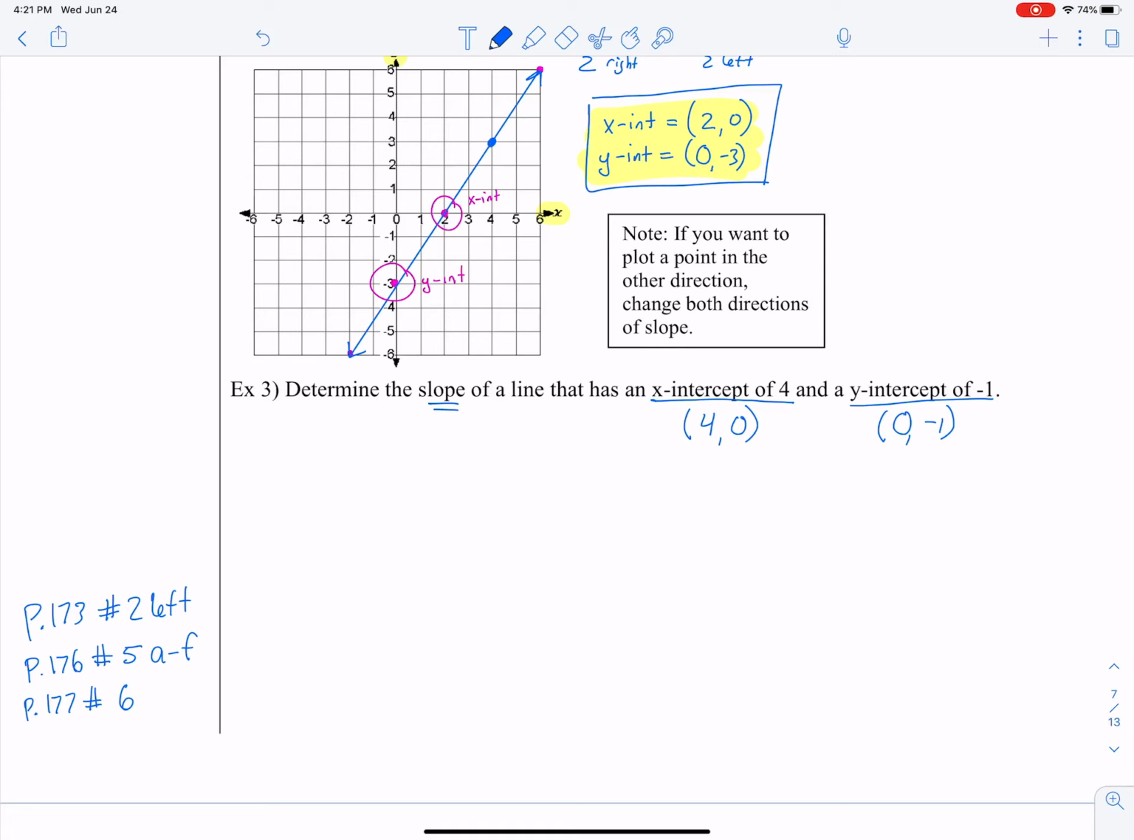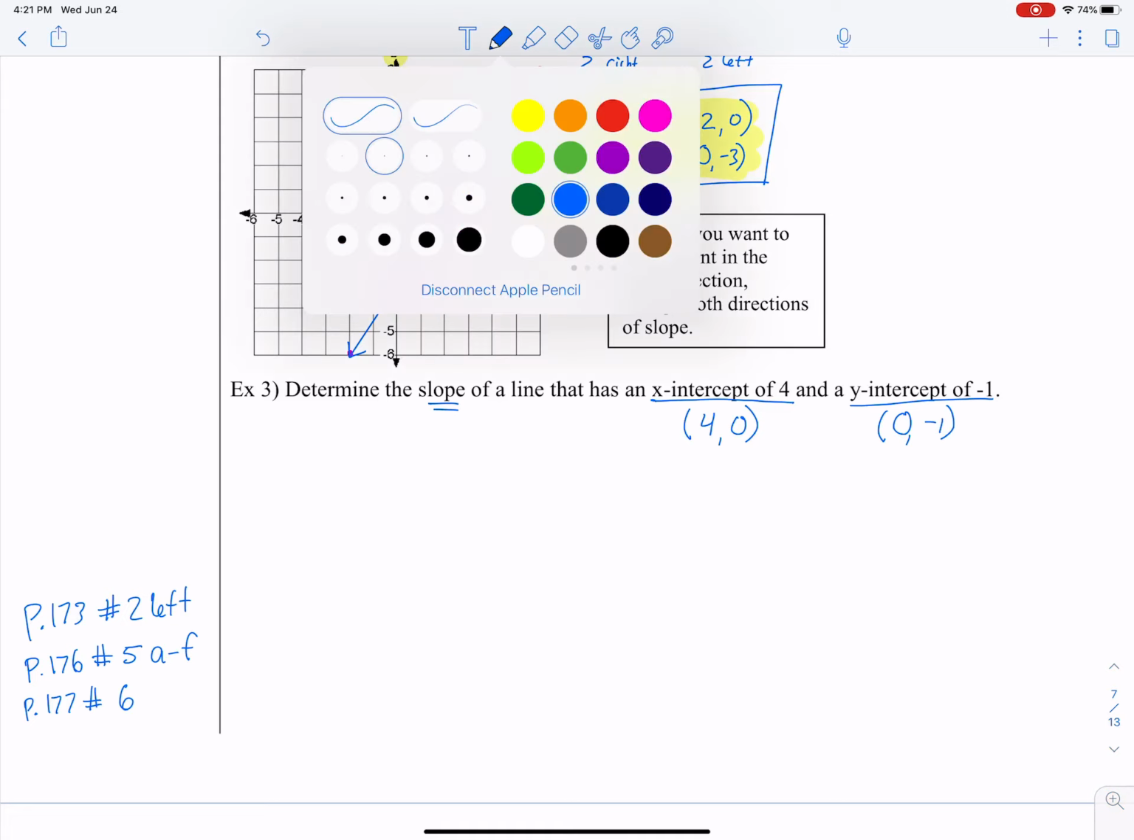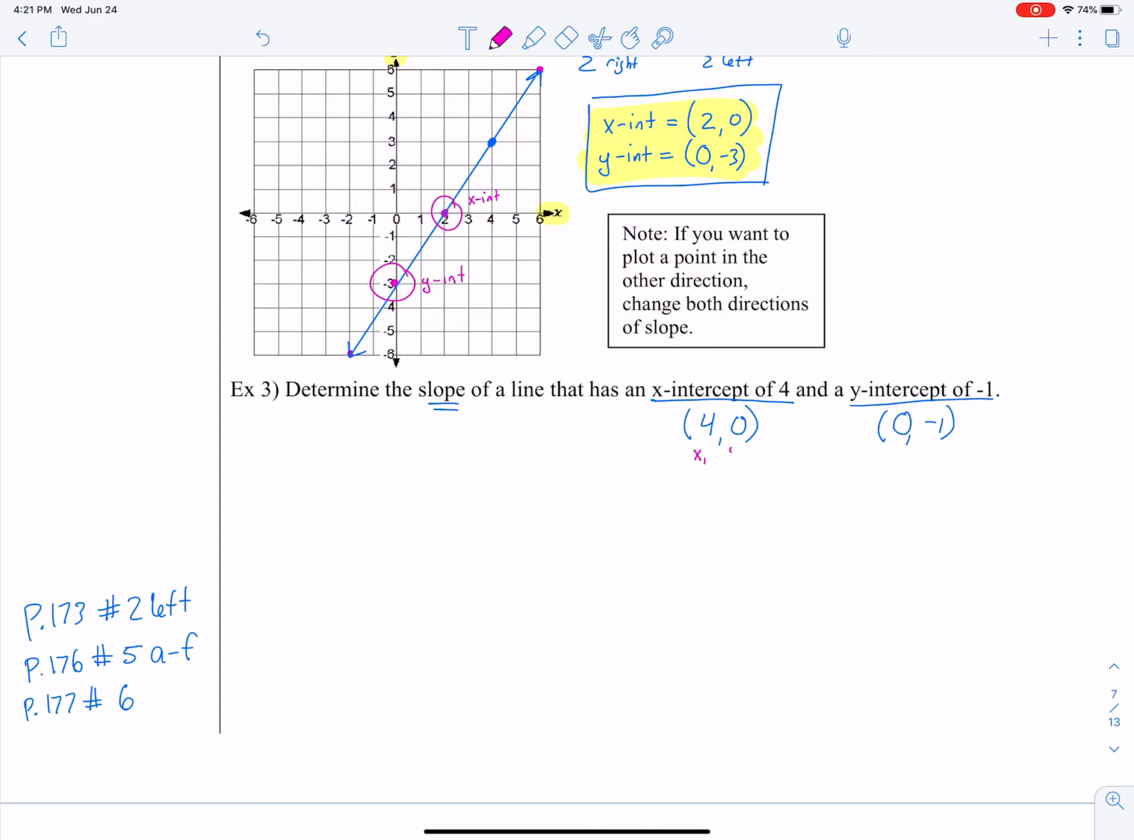Now we want to find the slope. So anytime we're going to find slope and we have 2 points, we're going to label our points as x1, y1, x2, y2, and then we're going to use our formula m is equal to y2 minus y1 over x2 minus x1. And we can put our numbers in. So we have -1 minus 0 over 0 minus 4. We get -1 over -4. Here we have a double negative, so those are going to cancel each other out, and we get 1 over 4 as our final answer.